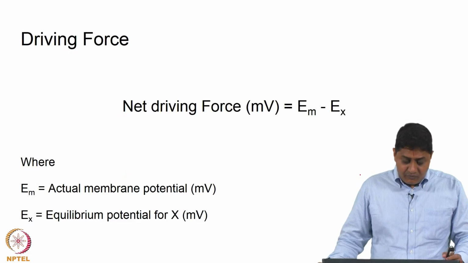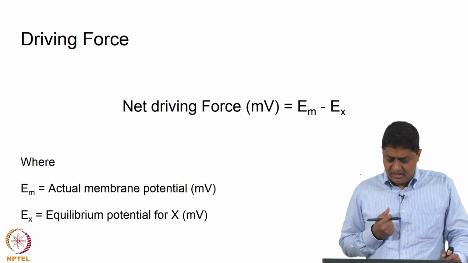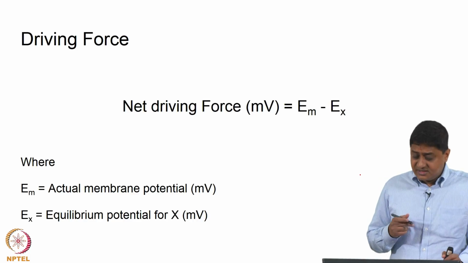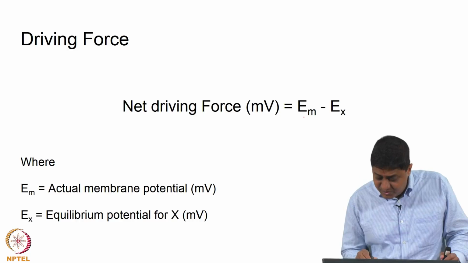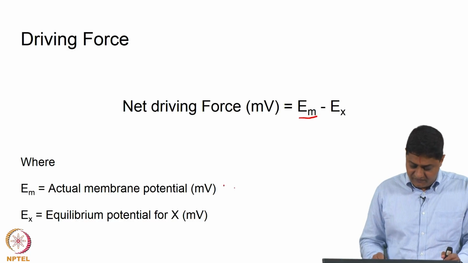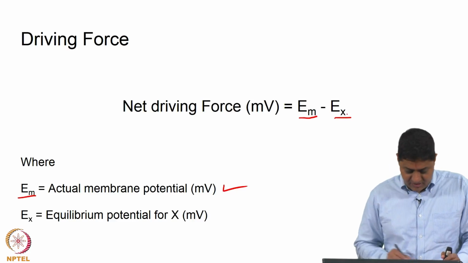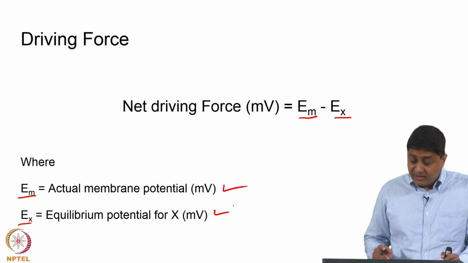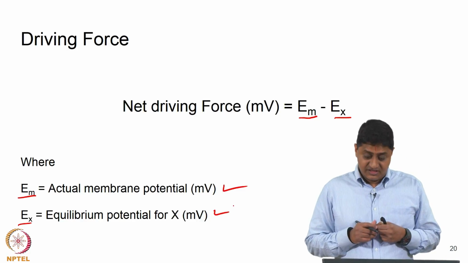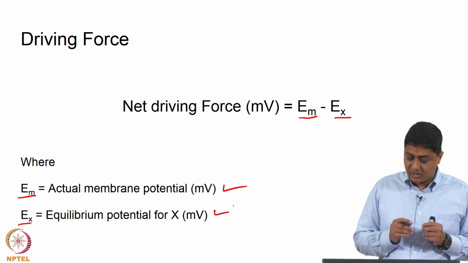So, what is the driving force? What causes the movement of ions across the biological membrane? That is, as I said, the difference between the actual membrane potential, which is Em, and the equilibrium potential, which is Ex. The larger this value is, the higher is going to be the movement of that particular ion.